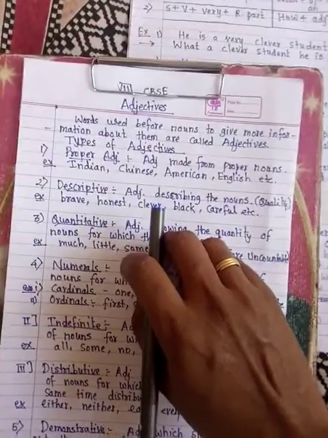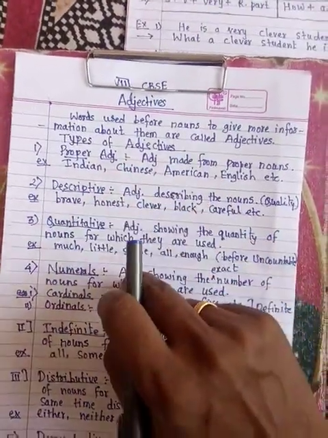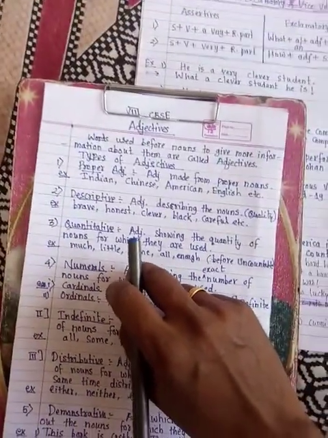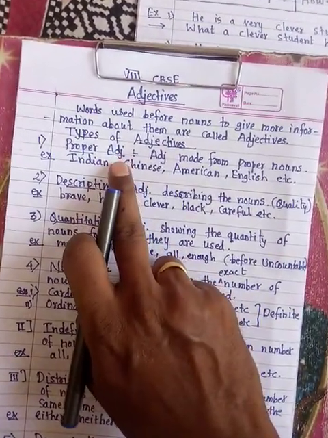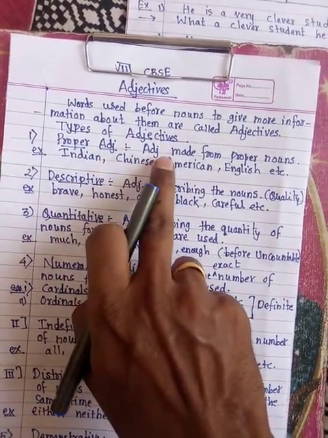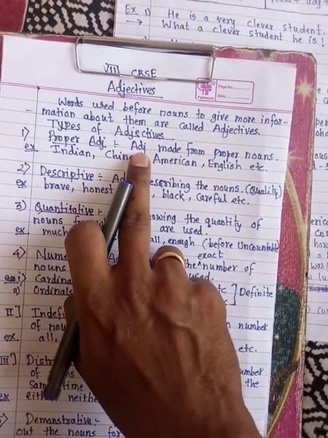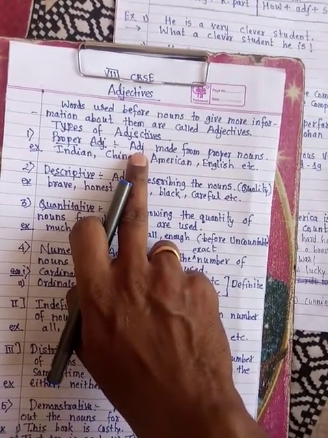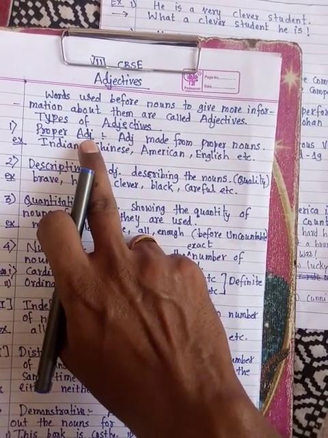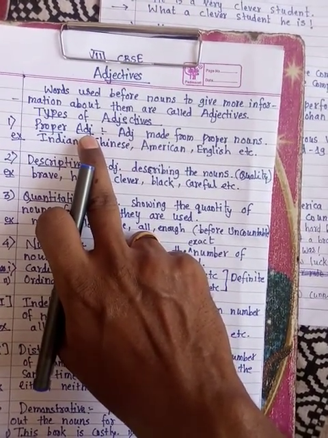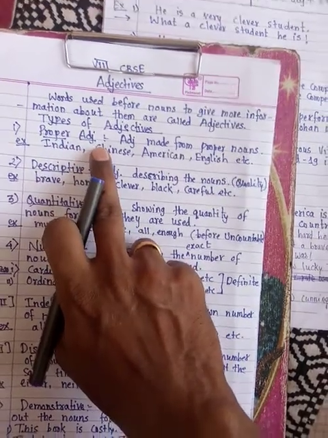Only the important ones we are going to study here, almost all are given in your textbook. First type is proper adjective. See, everywhere I have written the short form of adjectives, but when you write the classwork, write the full form. That is adjective, ADJECTIVE. First is proper adjective.